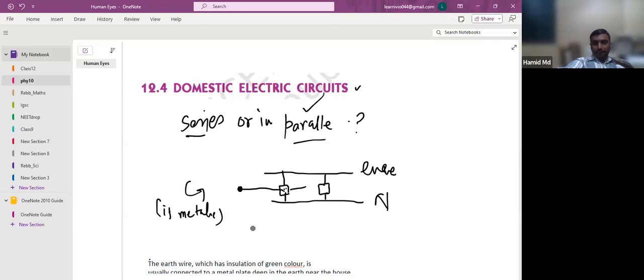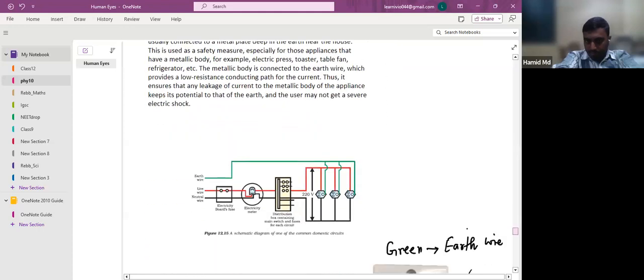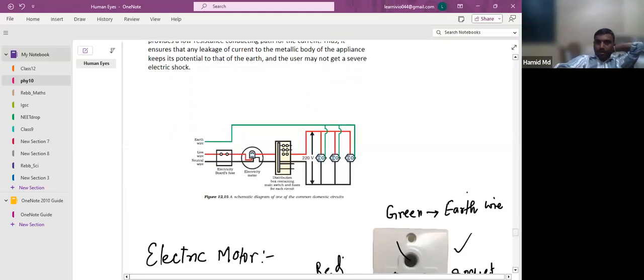So this is the schematic diagram shown in your NCERT book, right? You may see that one is a hot point, one is a cold point, one is a hot point, one is a cold point. I won't say one is live, one is neutral. And this green one is connected with the top port. So there was a question: nowadays we find only two. This is only needed if we have a metallic surface.